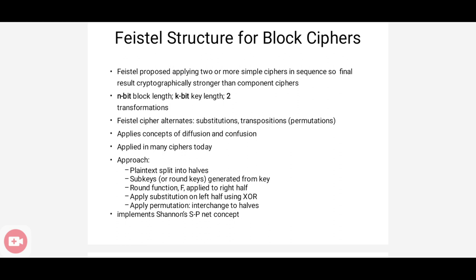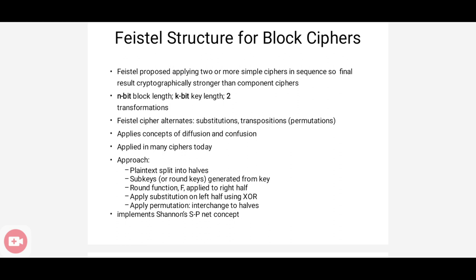In the Feistel structure approach, first we take the plain text, then divide it into two halves, one a left half and another a right half. There are two inputs to the encryption algorithm: one is the plain text and another is the key. Second, take the key, then generate sub keys from the original key.